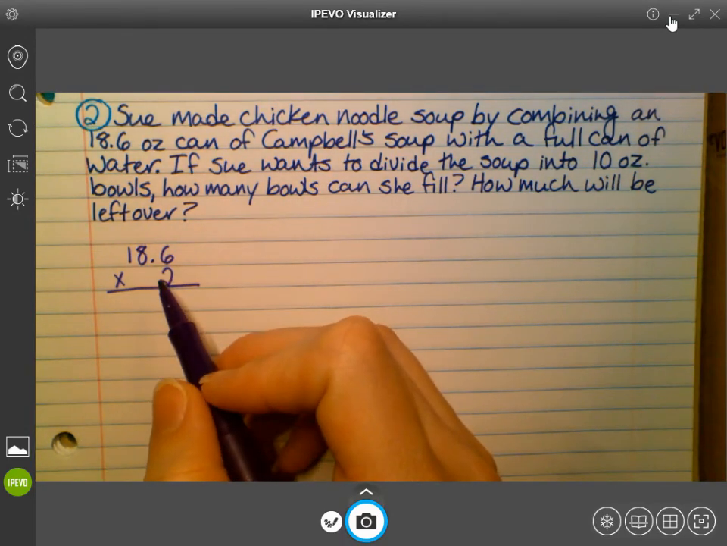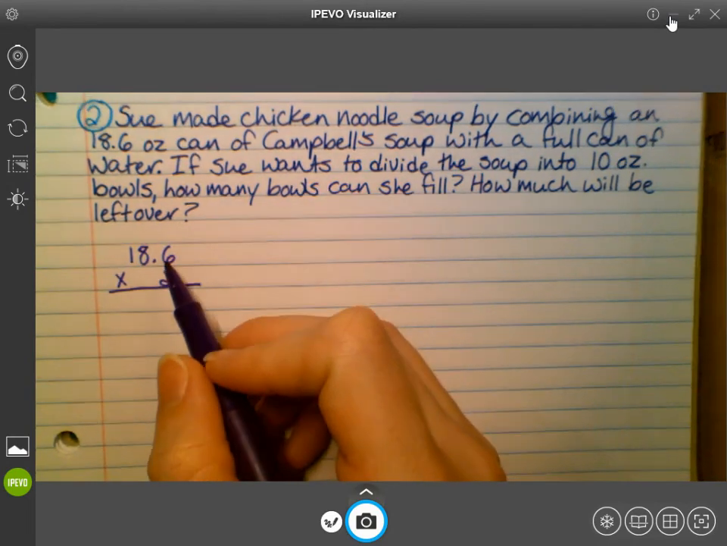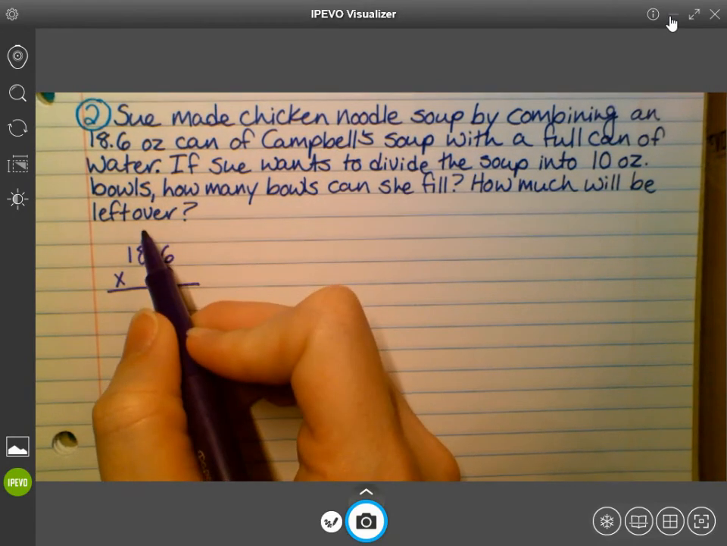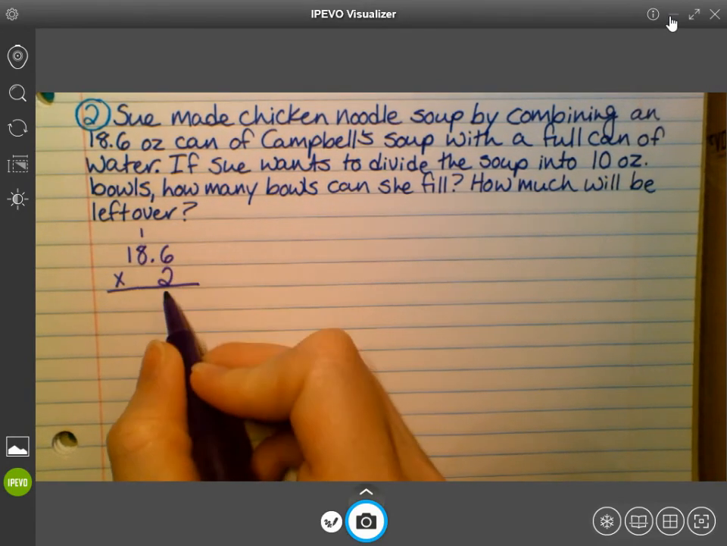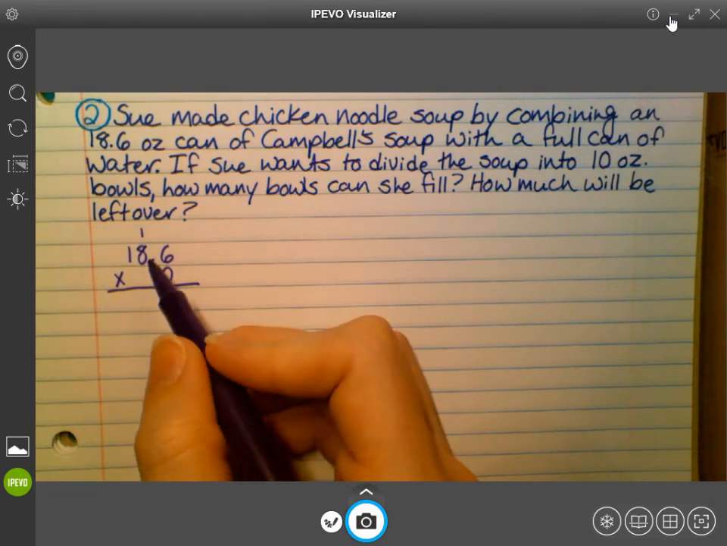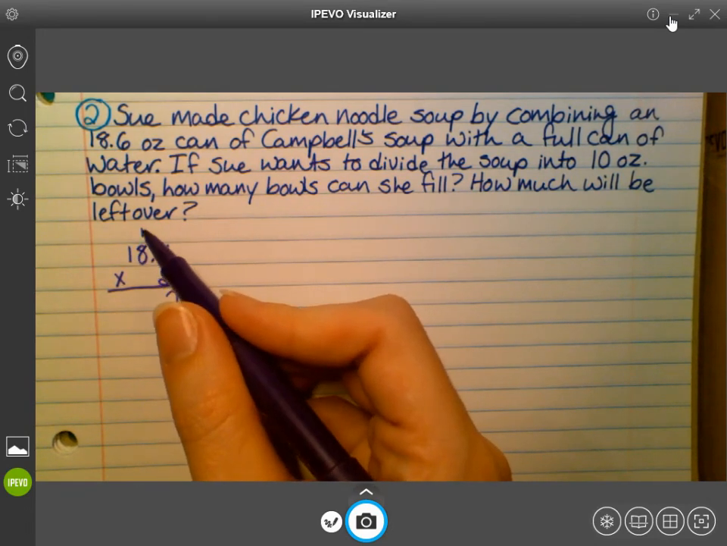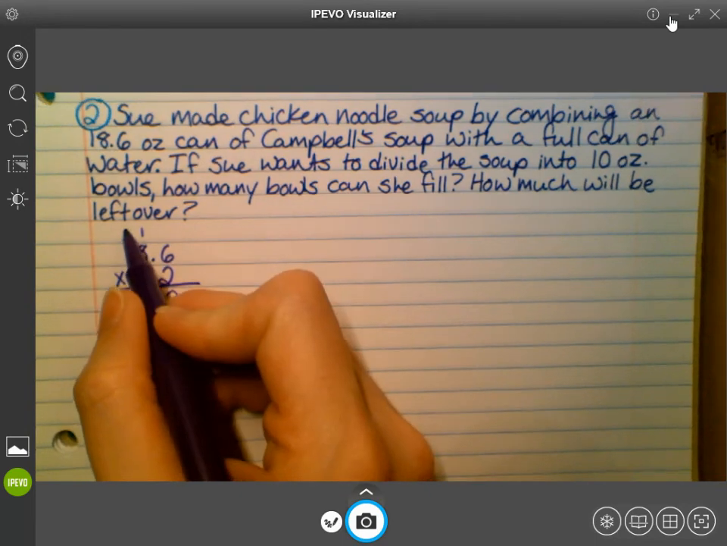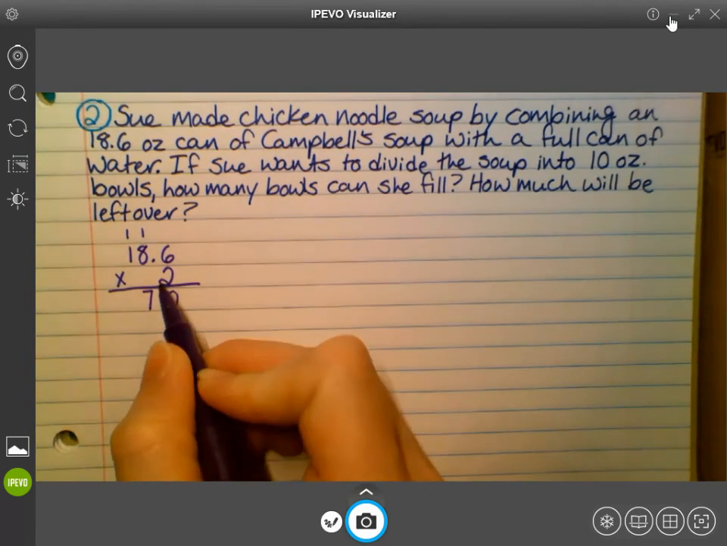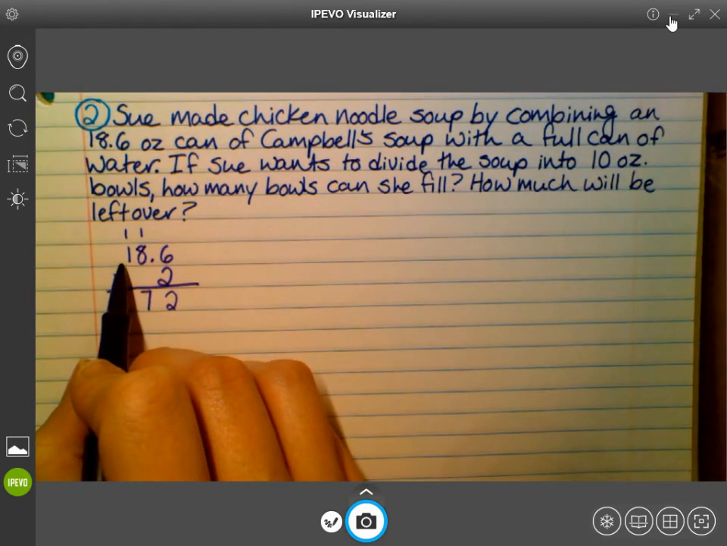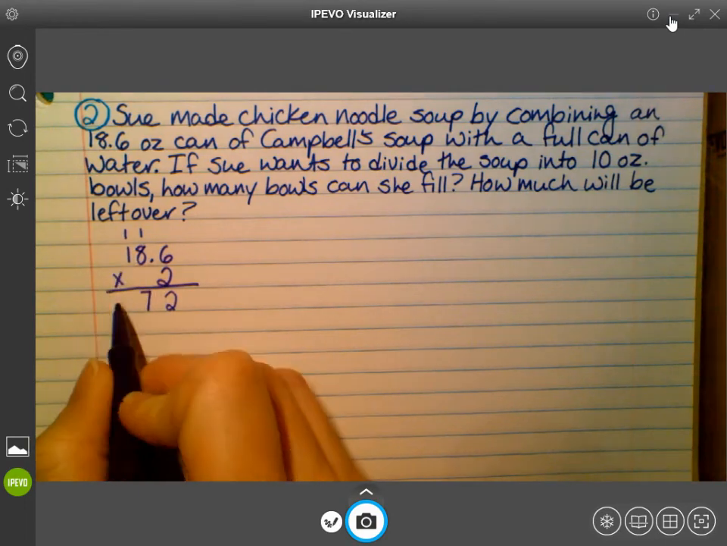So you can add it, that's fine. 2 times 6 is 12. Carry the 1, bring down the 2. 2 times 8 is? Plus 1 is? 17. Carry the 1, bring down the 7. 2 times 1 is? Plus 1, 3.